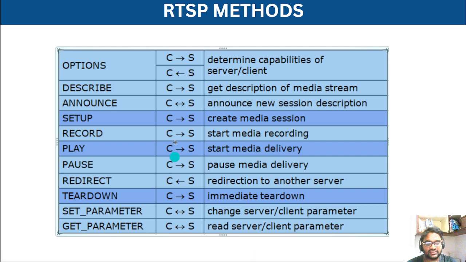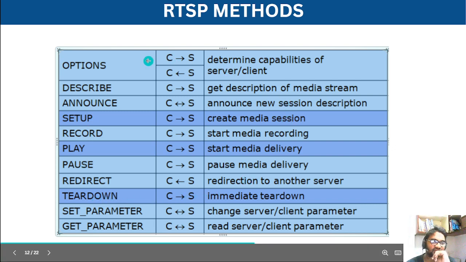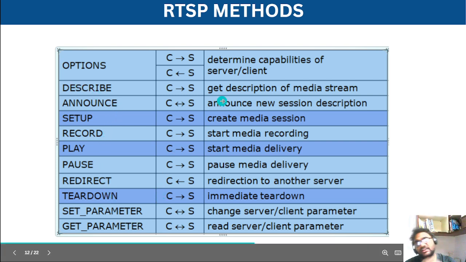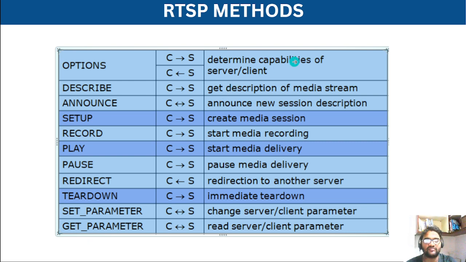So the main ones are setup, play, pause, teardown. These are the four things we'll be using majorly, and there are optional methods like options, describe, set parameter, get parameter. These are optional methods, depending upon the need and requirement. RTSP will be using these particular methods.